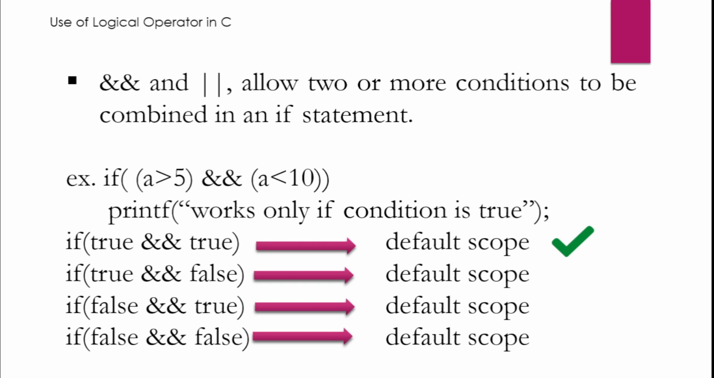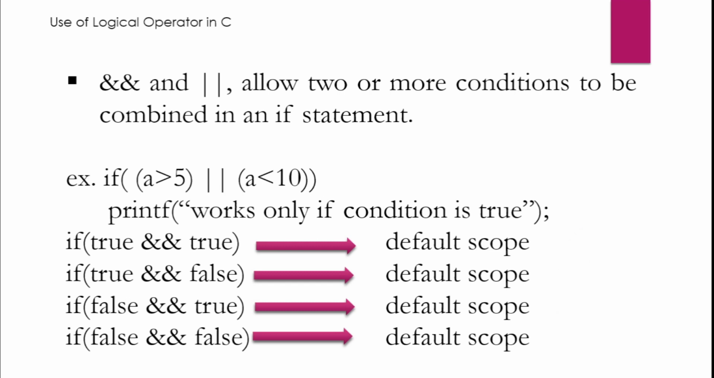If only one of the conditions is true, meaning the user enters a number which is greater than 5 but not less than 10, then the second condition is false, so it will not execute the printf statement. Similarly, if the first condition is false and the second is true, it still will not execute the printf statement. And finally, if both conditions are false, it will not print because the if condition becomes false.